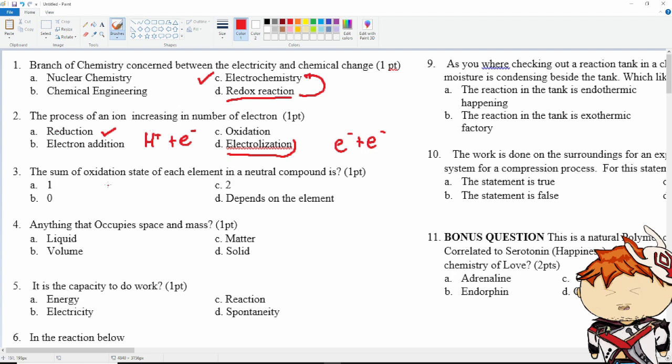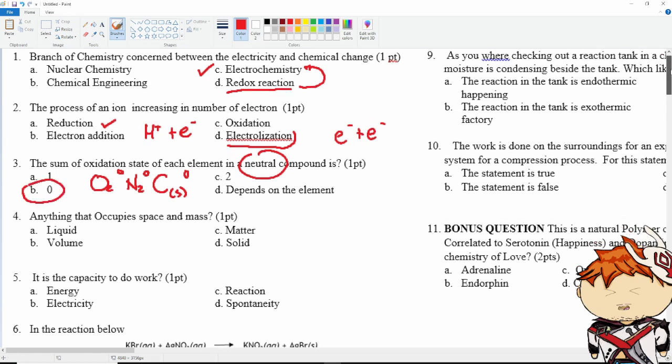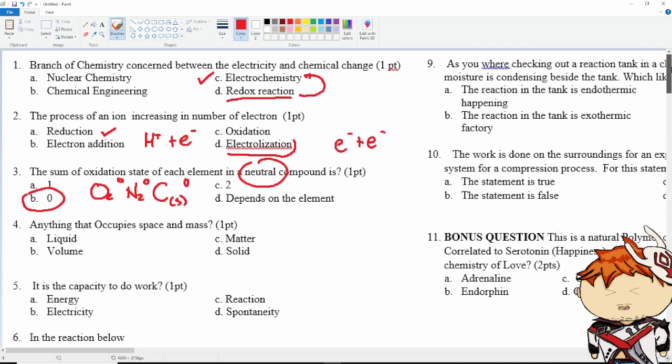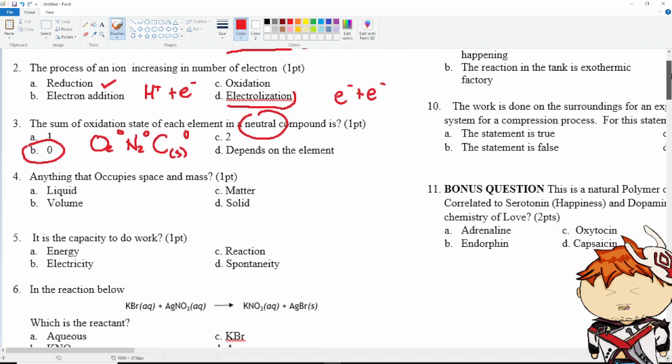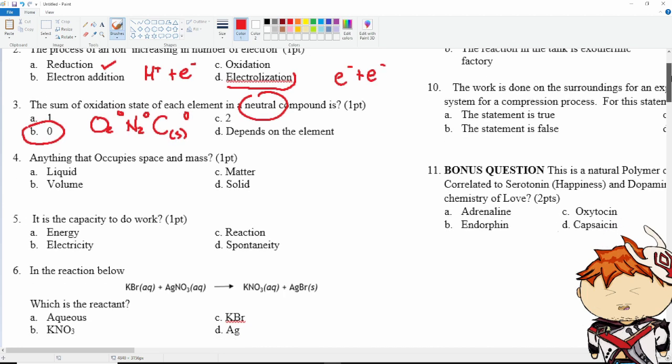The sum of oxidation states of each element in a neutral compound is, so basically this is a fact or knowledge. Whenever you find neutral compounds like O2, N2, solid carbon, they're all charge 0, neutral. So the charge is 0. If it's a positive ion compound, there should be a higher oxidation state.